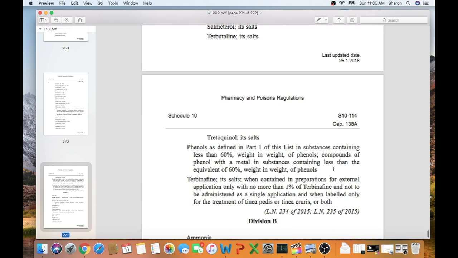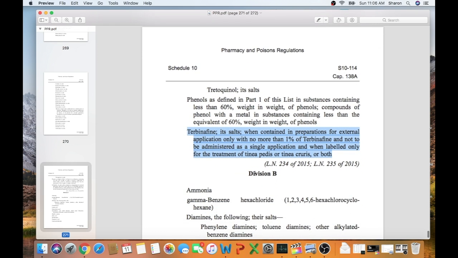Okay. I think I saw one question one time asking about phenols, but yeah, have a quick read through of that. You're not likely to be asked about phenols, but this terbinafine, I think this is a common product. It's worth making a note of this as well.